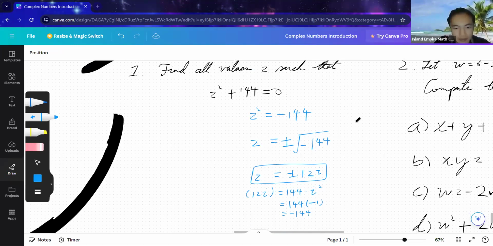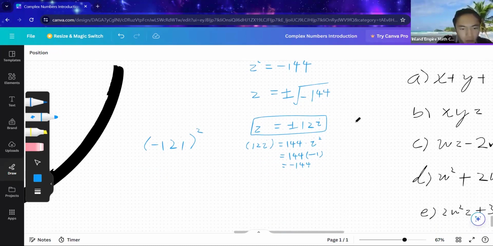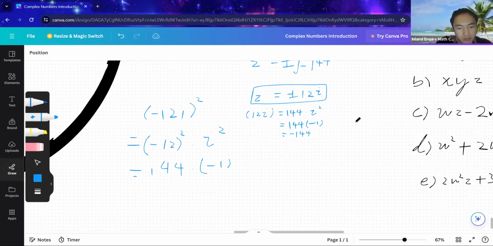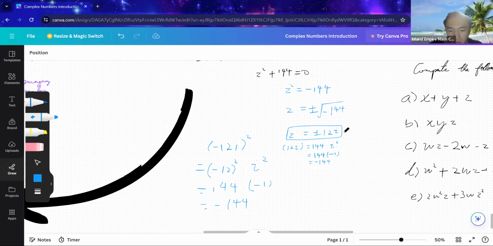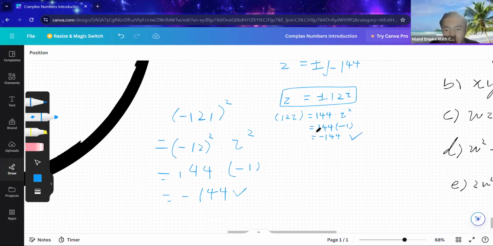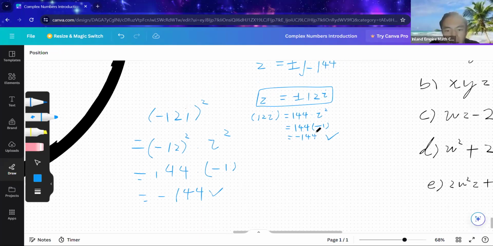And similarly, you can also check -12i. If you square this, you would get 144, because -12 squared is 144. The negative sign disappears. Times i squared, but again, that's just 144 times -1, which should give you -144. Again, does that make sense? Are there any questions about this? Going once? Going twice? Going 3 times? No? Okay, all right.